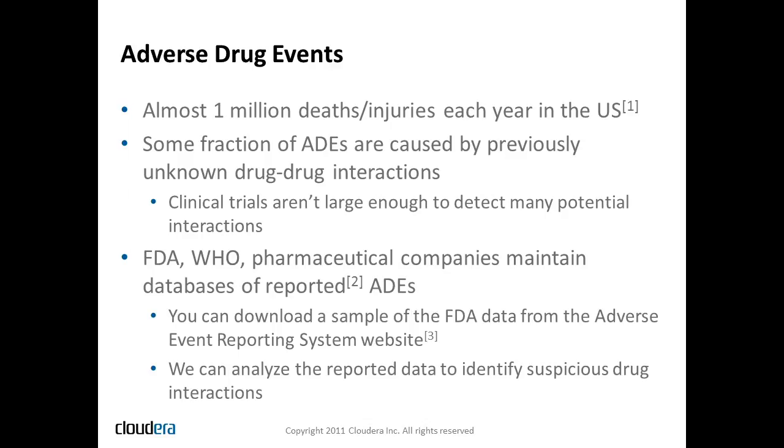About 1 million deaths or injuries per year in the US are attributed to adverse drug events. Some fraction of them are unknown. We didn't understand before those drugs were prescribed together that these bad things might happen. Clinical trials fundamentally can't cover the entire reaction population. Not all of the results that you will see in large-scale deployment are visible from pure trials.